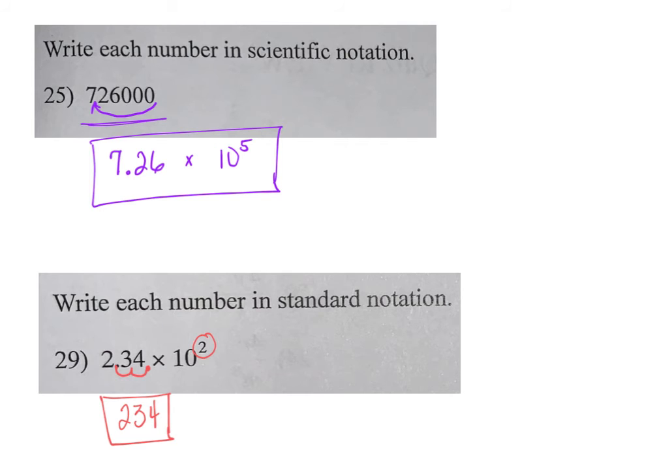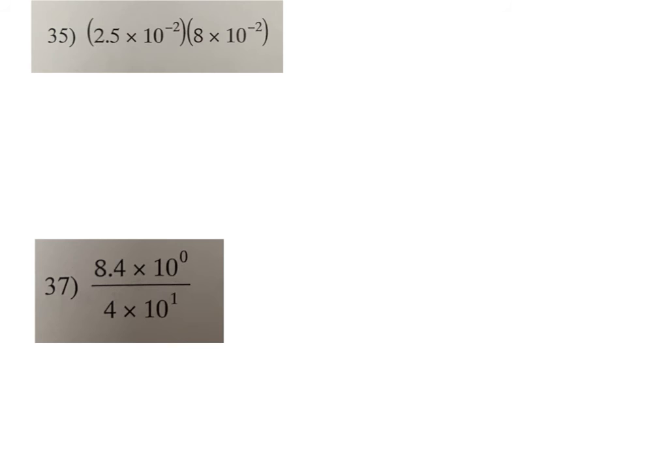All right, the last thing we did with these is we multiplied and divided them. So look at the last section there. When you multiply, you are going to multiply your numbers that aren't part of the 10, right? So you're going to multiply your 2.5 and your 8. And then you're going to consider your 10s and just look at your exponents.